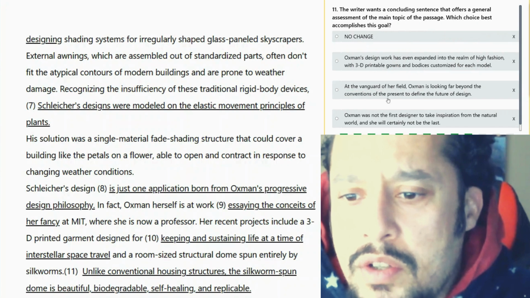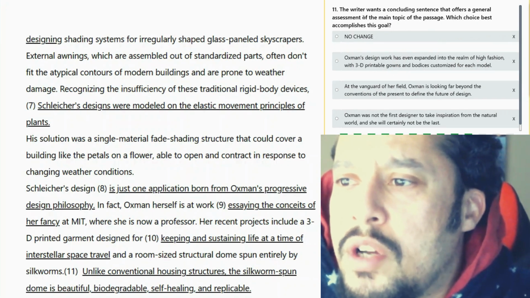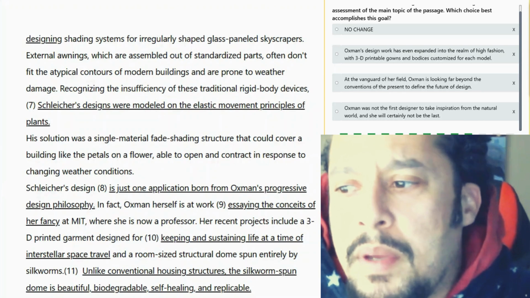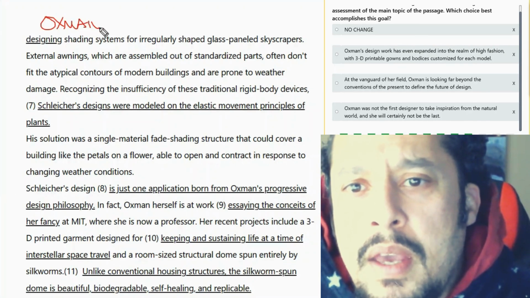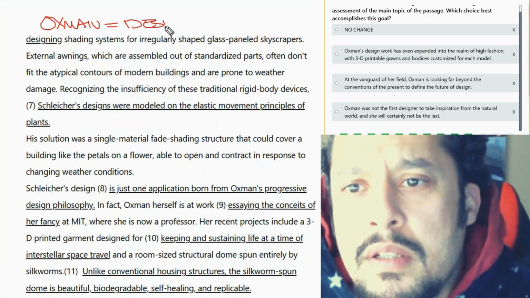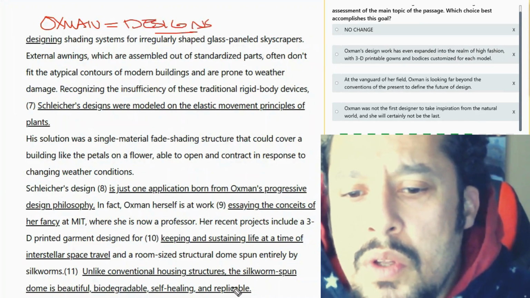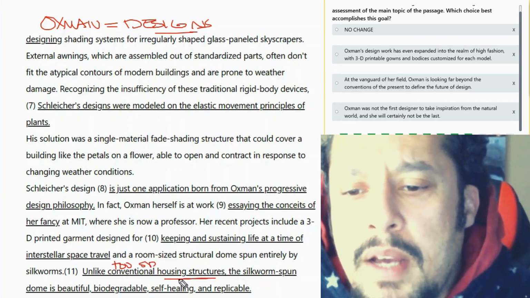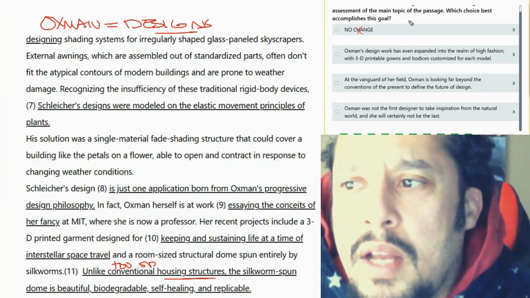And finally, question number 11. We want a sentence that offers a general assessment of the main topic. So what is the main topic of the passage? It's talking about Oxman and her designs, right? Oxman and her designs. So answer A is too specific. It's talking about the housing structures, so it's too specific for the passage. The question is asking us generally about the main topic.